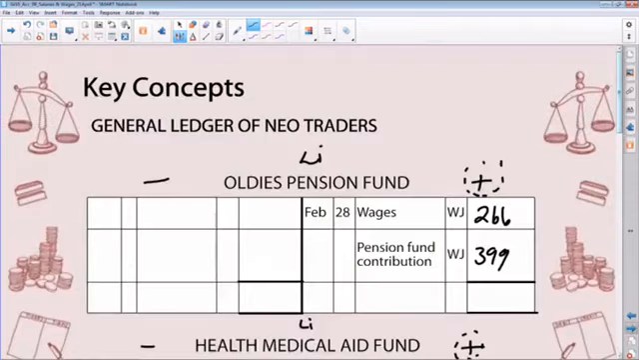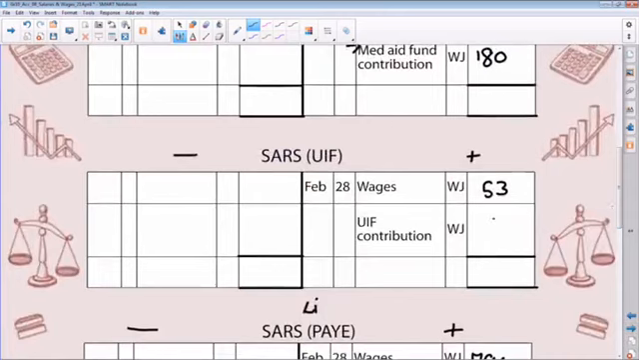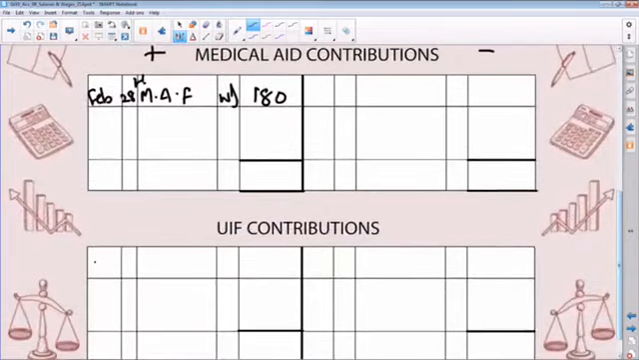Guys, I know you got it right. Remember the first one, your SARS UIF, that will be an extra liability. We will use UIF contribution as the contra account, and then we'll go to your expenses. Remember, all expenses are in your nominal section. We'll write February 28. We're going to say SARS UIF. We have an extra expense to employ these wage workers, and it is again 53 Rand. And there you have it.